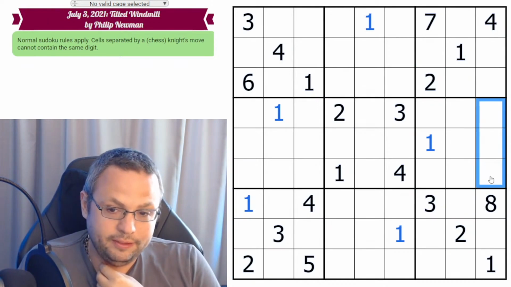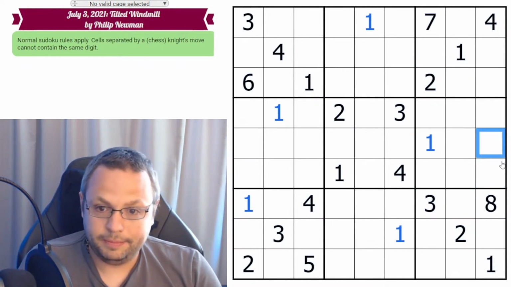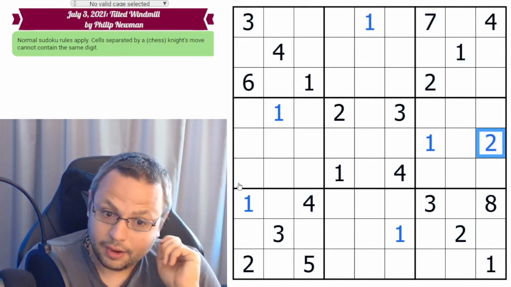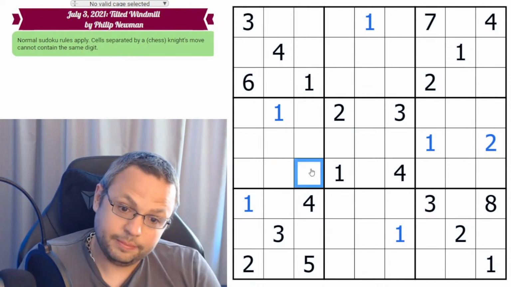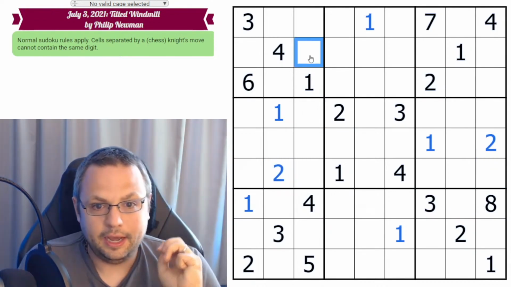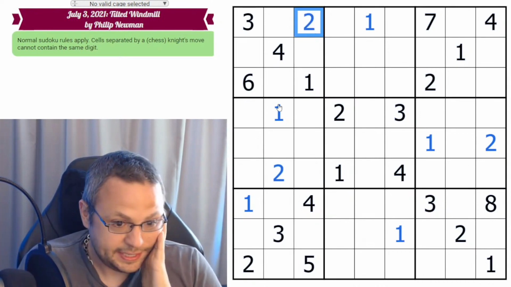Where does the 2 go in this box? Only here, because of anti-knight. Where does the 2 go over here? Only here, because of anti-knight. Up here, only here, because of anti-knight.